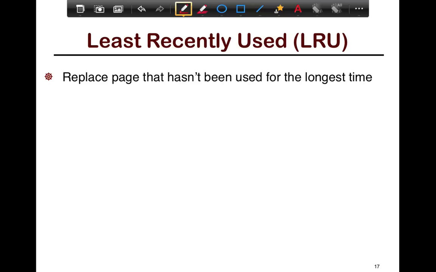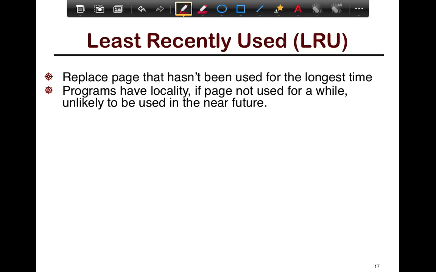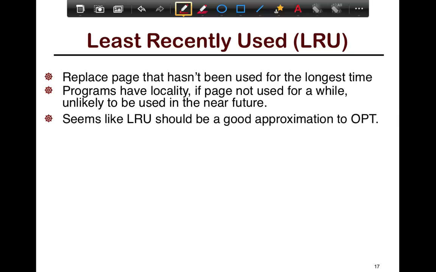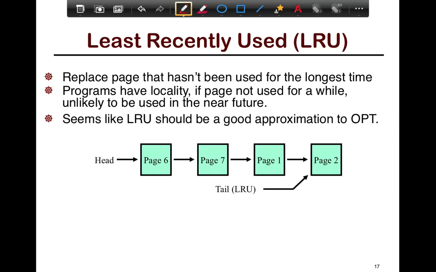The next one we look at is the least recently used algorithm. This is pretty common across most systems that manage a cache or manage a finite amount of memory. With least recently used, we want to replace a page that has been used for the longest time. Programs in general have a property known as locality. If a page hasn't been used for a while, it's unlikely to be used in the near future. So it appears that LRU would be a good approximation of OPT. It tries to use past behavior to dictate what's going to happen in the future.